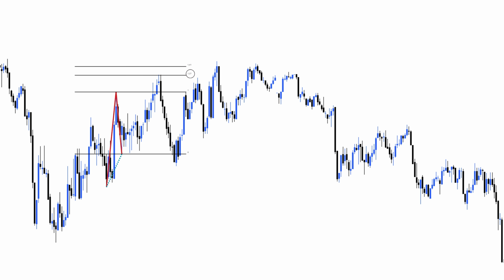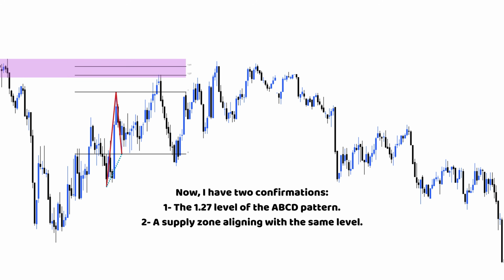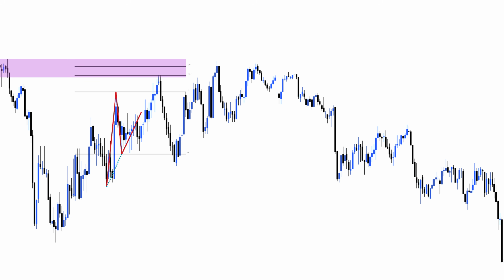However, I notice something else that catches my attention. When I look at the left side of the chart, there's a supply zone that coincides perfectly with the 1.27 level. I mark this area on the chart. Now I have two confirmations: the 1.27 level of the ABCD pattern, and a supply zone aligning with the same level. What can I do here?